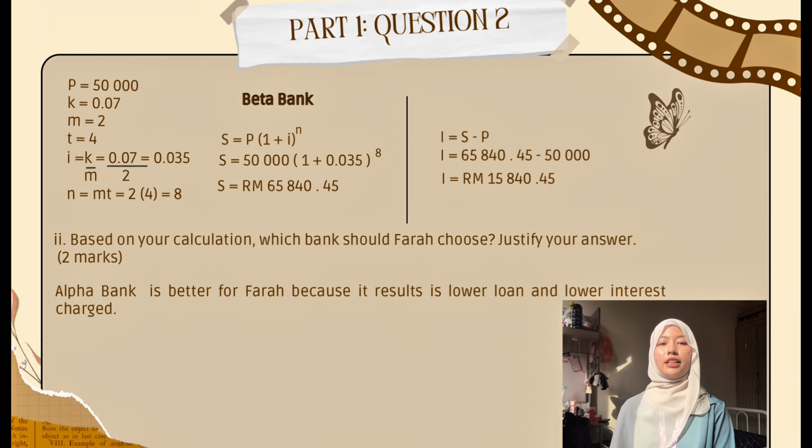Then I calculate the final amount. I use the formula S equals P in bracket 1 plus i to the power of n. I take 50,000 ringgit and multiply it by 1 plus 0.035 raised to the power of 8. The result is 65,840 ringgit and 45 cents. To find the interest, I use the formula I equals S minus P. I subtract the principal, so the interest is 50,840 ringgit and 45 cents.